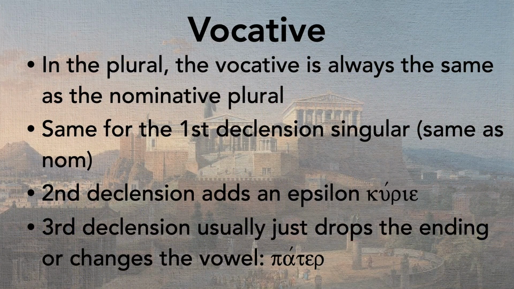And then finally, third declension is probably the place that it's the most weird. In the third declension, it's usually just going to drop the ending, or sometimes it might change the vowel at the end. So for example, pater, with an eta rho at the end, is the normal nominative masculine singular version of father. If we change that eta rho to an epsilon rho, we get pater instead of pater, and again, that's just that subtle little change that signals the vocative to us.